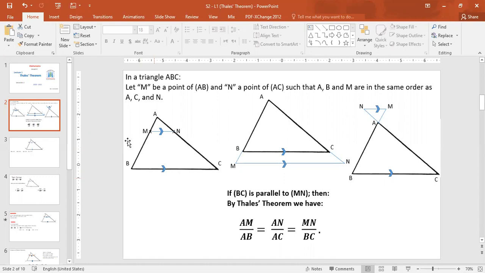Whenever we need to apply Thales theorem, we should choose a vertex. Which vertex? Hi, miss. Sorry I'm late. Don't worry, Alex. Okay, continue with me, Alex.